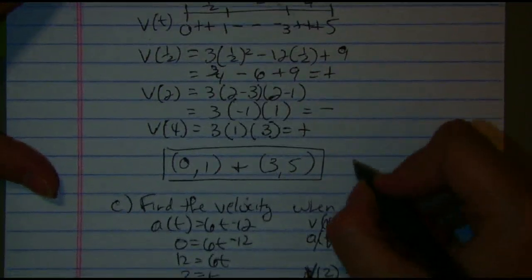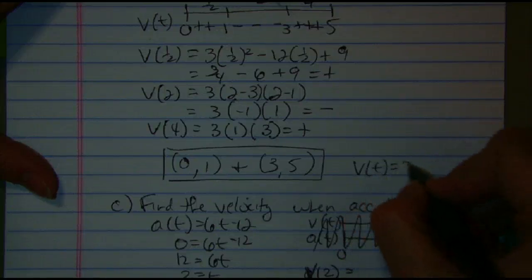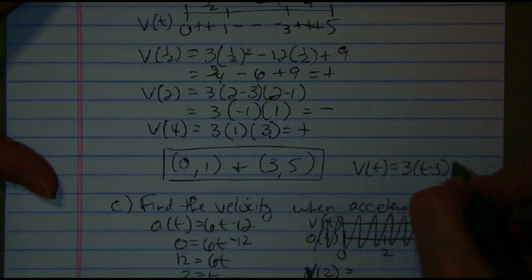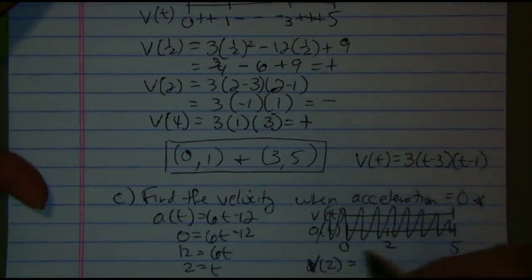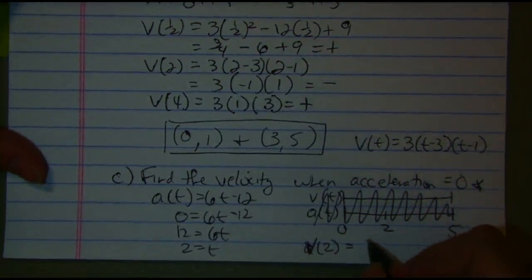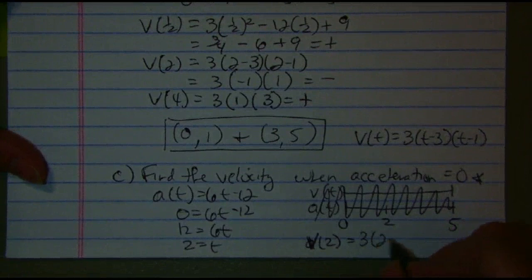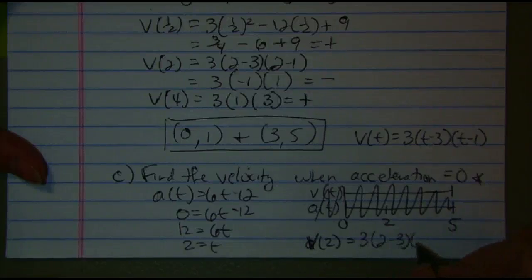It is, velocity is 3 times t minus 3, t minus 1. So at 2, it is 3 times 2 minus 3, 2 minus 1. So it's 3 times negative 1 times 1, which equals negative 3.